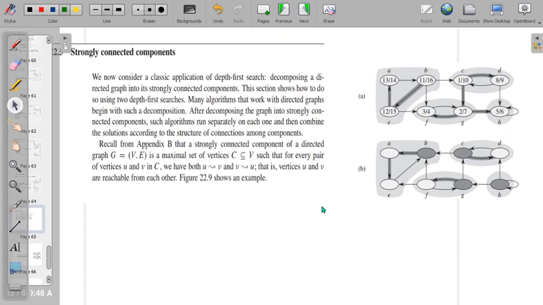So this is the strongly connected component. Say we can have some. So first of all, let us take this. So what is a strongly connected component?